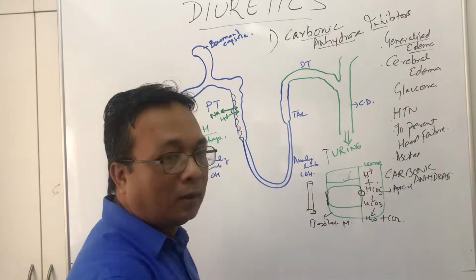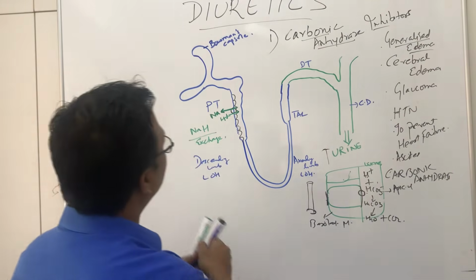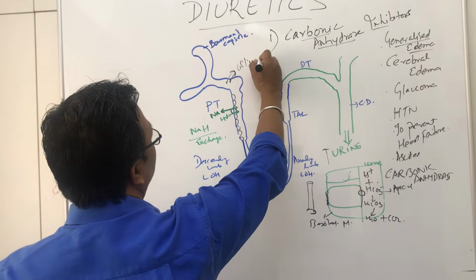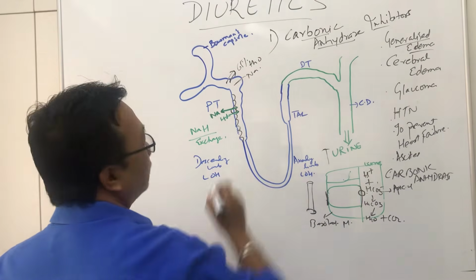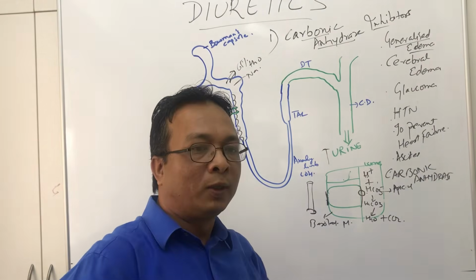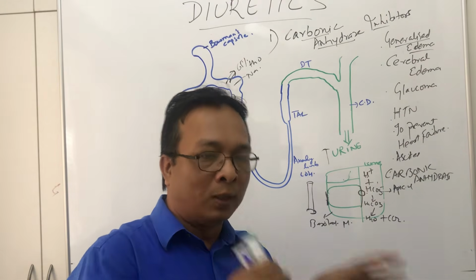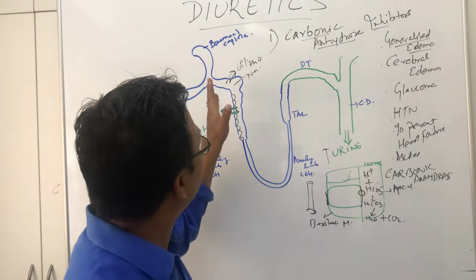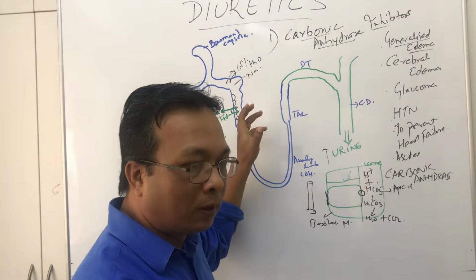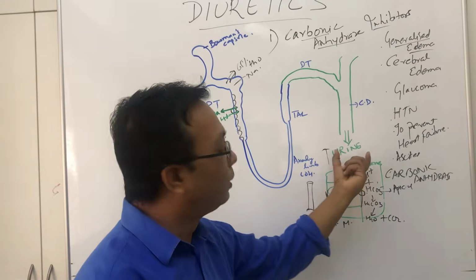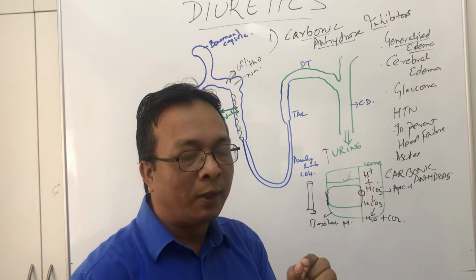Okay, so in the proximal tubule, you know that 65% of the water is reabsorbed, along with sodium ions. So you have to understand this fact that when sodium is absorbed, it also drags water along with it. So if you can block the sodium ion absorption, then you can also block the water absorption. As a result, urine output will be more. That is the main motive of diuretics.